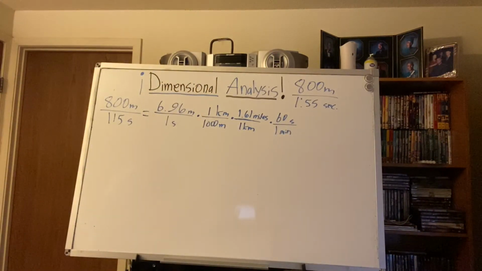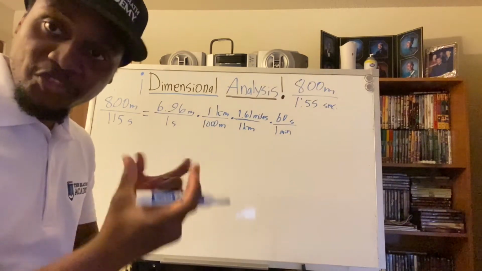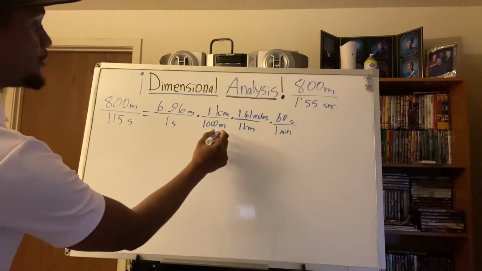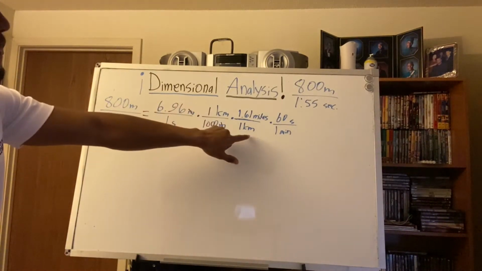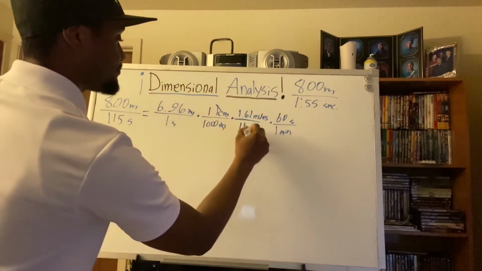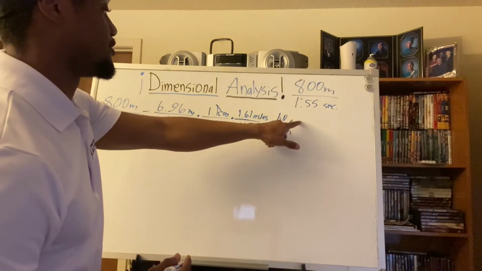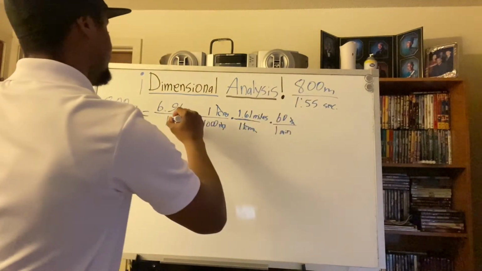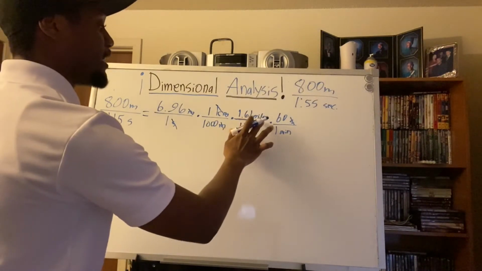All right. Now we have everything we need to do the conversion. So I'm going to show you where things will cancel out. So you have meters on top here and meters on the bottom here. So that cancels out. We have kilometers on top here and kilometers on the bottom there. So that cancels out. And then from here, you have seconds on top here and seconds on the bottom there. So that'll cancel out. And what's left will be miles over minutes.